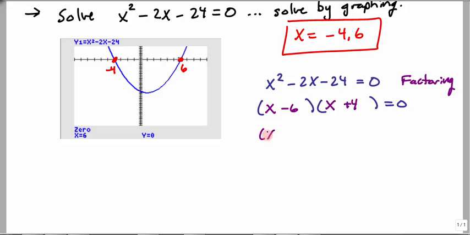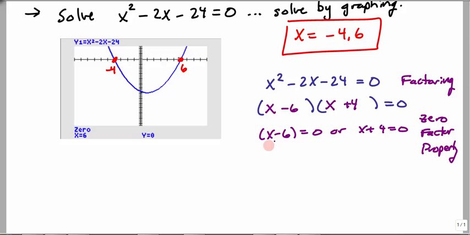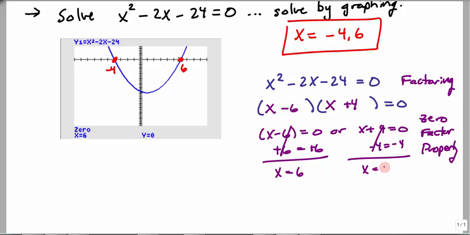And then what I do is I apply the zero factor property. Either one or both of these factors must equal 0. So again, this is called the zero factor property. It's really handy, and we'll be using this quite a bit. So if I have x minus 6 equals 0, I would add 6 to both sides, and I'd have x equals 6. If I have x plus 4 equals 0, I would subtract 4 from both sides, and I get x equal -4.